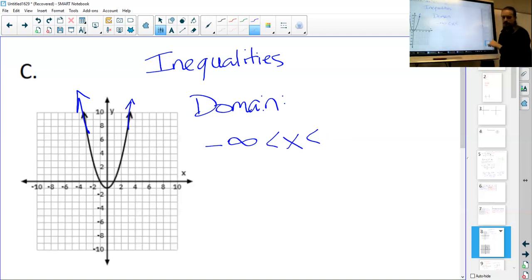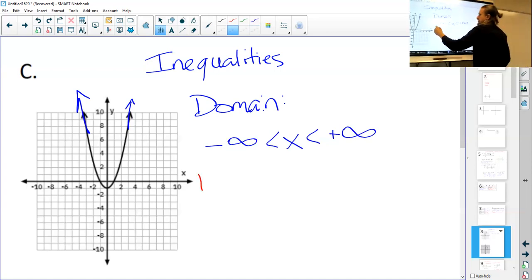And on the other side, hopefully you picked up on this, this is going to be positive infinity. So if our domain is all real numbers and we want to write it as an inequality, that's what it's going to look like: negative infinity less than x less than positive infinity. And then our range is not quite that simple.